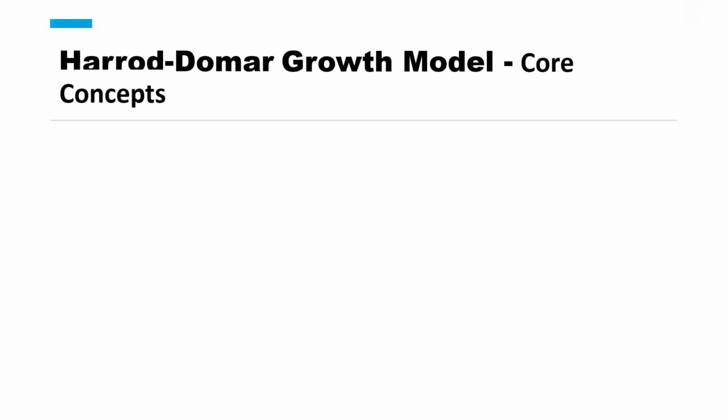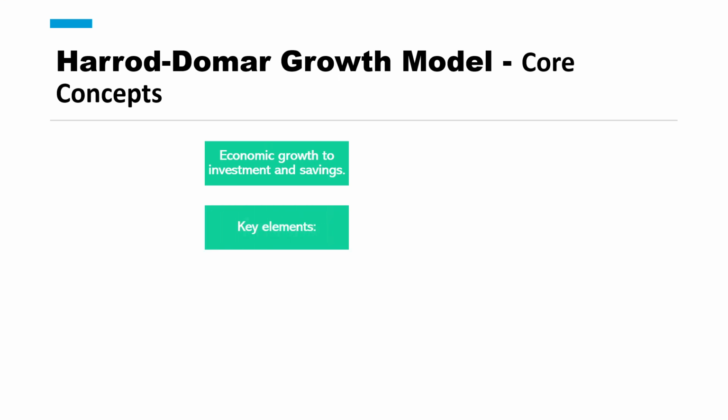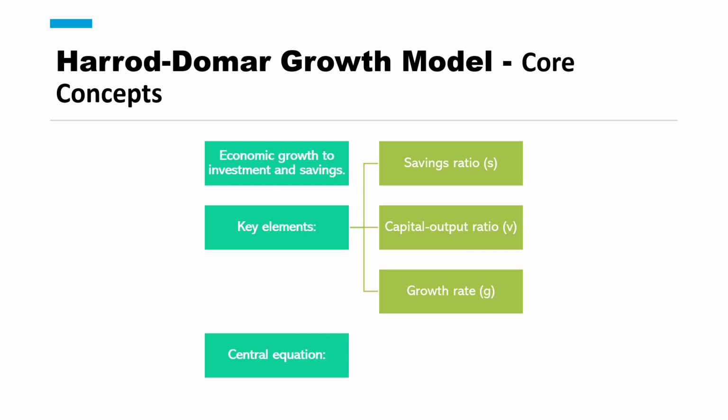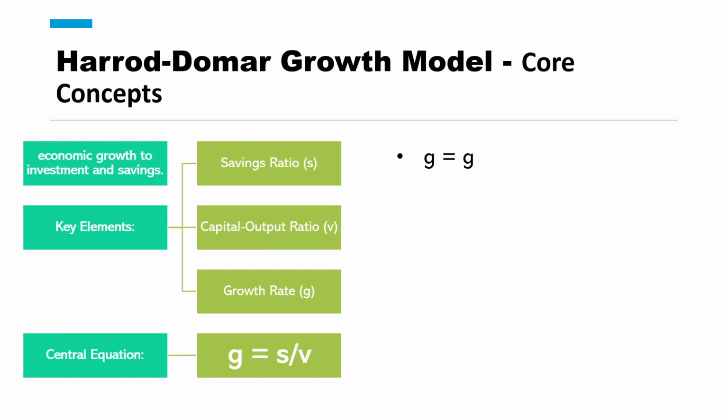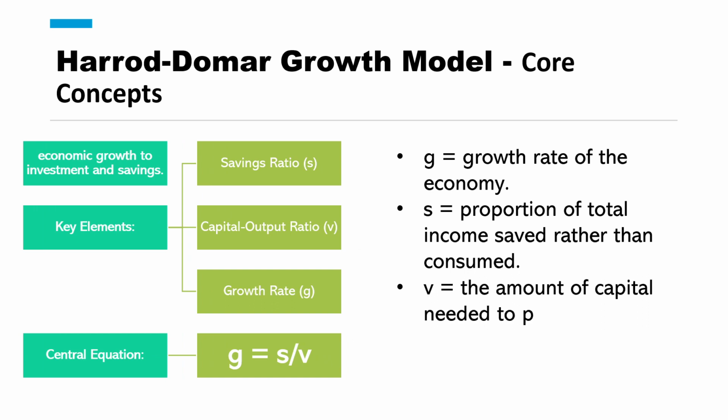At its heart, the Harrod-Domar model is built on a straightforward equation that relates economic growth to investment and savings. The key elements of the model are the savings ratio, denoted by S, the capital output ratio by V, and the rate of economic growth by G. The central equation of the model can be expressed as G equals S by V, where G is the growth rate of the economy, S is the savings ratio, which is the proportion of total income saved rather than consumed, and V is the capital output ratio, representing the amount of capital needed to produce 1 unit of output.